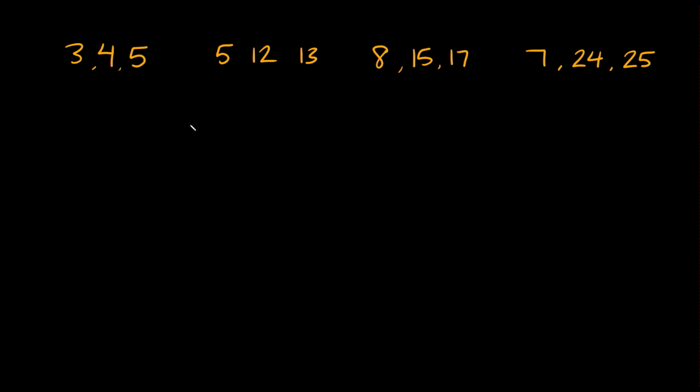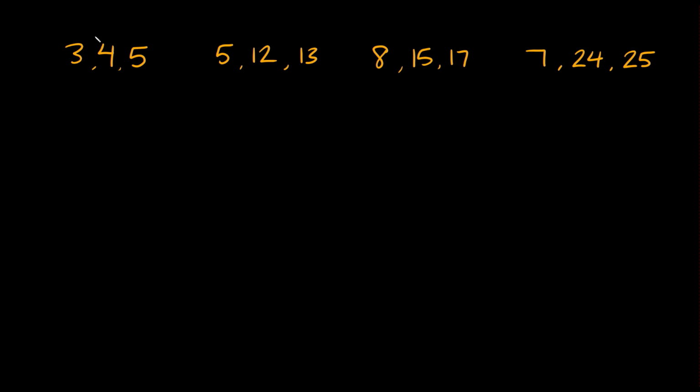So in this video, I'm going to teach you about Pythagorean triples. All right, so here I have four groups of Pythagorean triples. Right, 3, 4, 5 is a Pythagorean triple. 5, 12, 13 is another set. 8, 15, 17, and 7, 24, 25. Okay, now a Pythagorean triple is simply a set of whole numbers that always forms a right triangle.